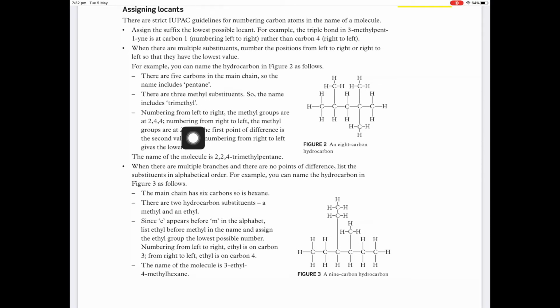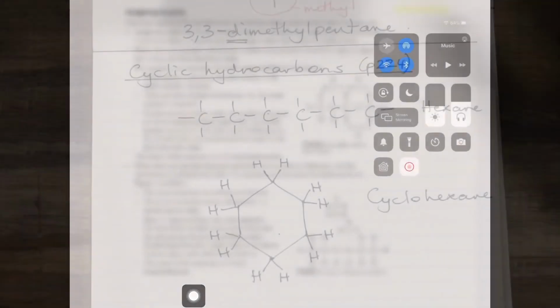They give you a step-by-step rundown here. And this one here is 3-ethyl-4-methylhexane, and again they talk you through it here. Have a look for yourself sometime. We're running out of time here.